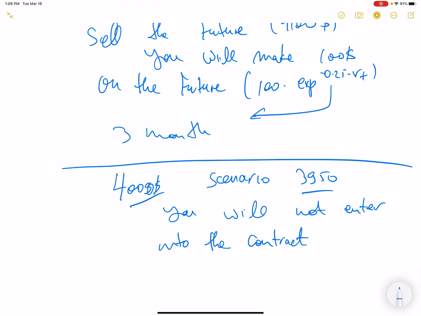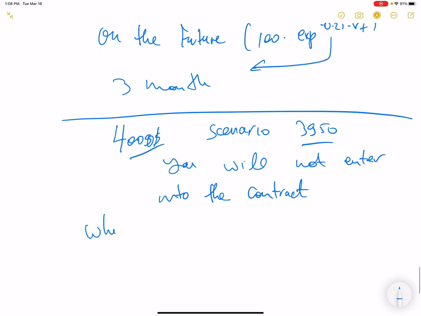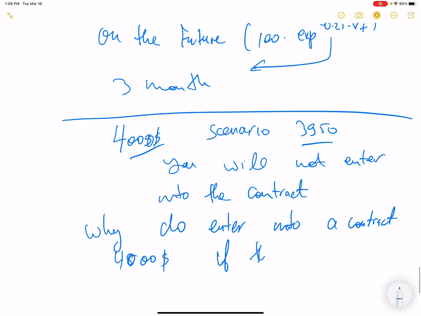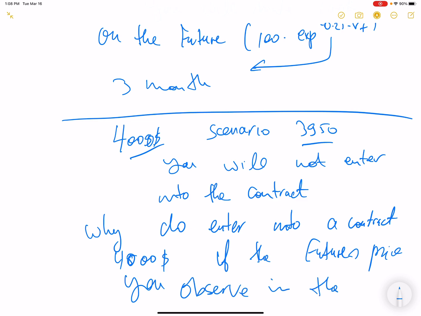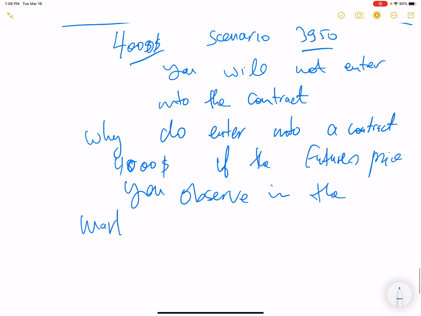Why? Because why do you need to enter into a contract at $4,000 if the futures price you observe in the market is actually 3,900?